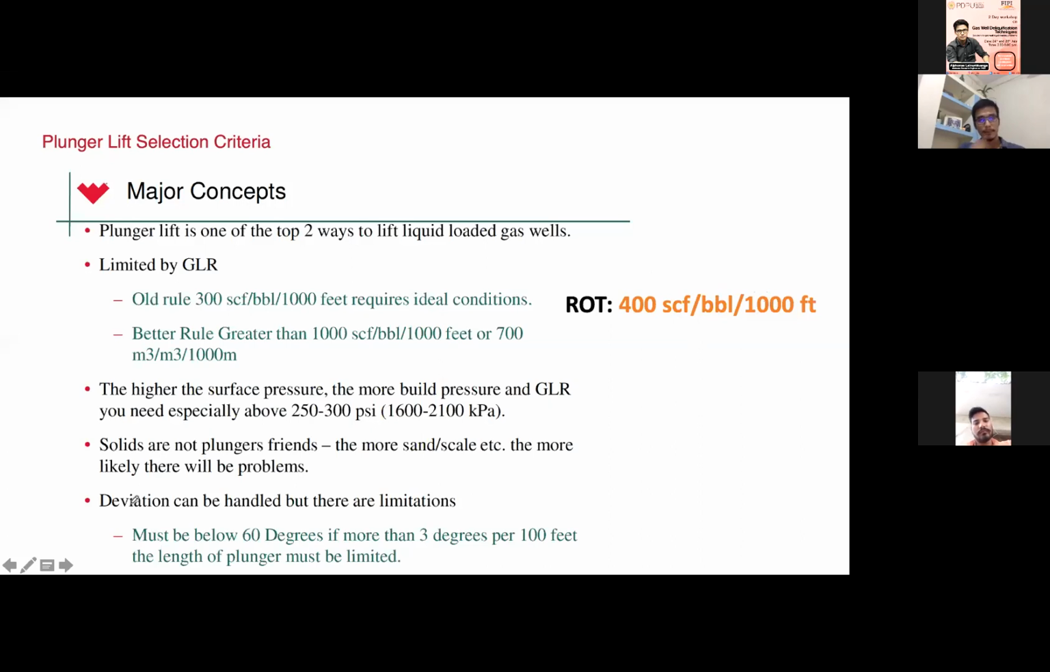And one limitation is that in your deviated well, your dogleg severity should not be more than 3 degrees per 100 feet, or the deviation must be below 60 degrees.